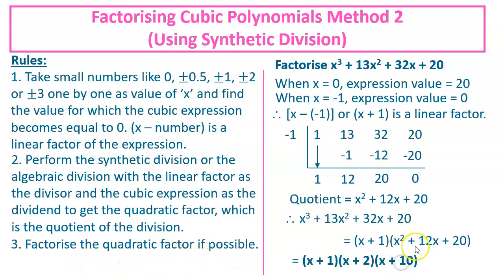In this case, we can factorize this quadratic expression using the middle term splitting method. I have factorized this part, and the total factorized form of this given cubic polynomial is x plus 1 times x plus 2 times x plus 10. x plus 2 times x plus 10 is the factorized form of this quadratic part, x squared plus 12x plus 20.